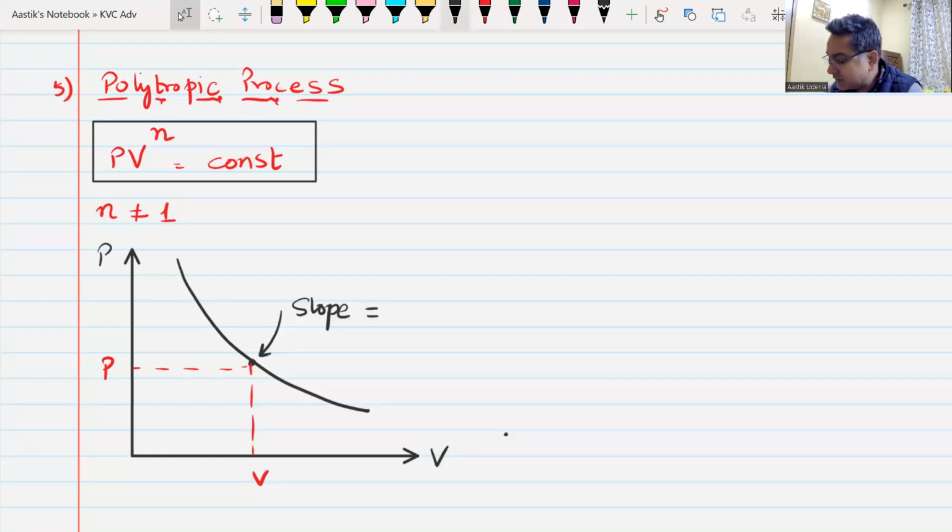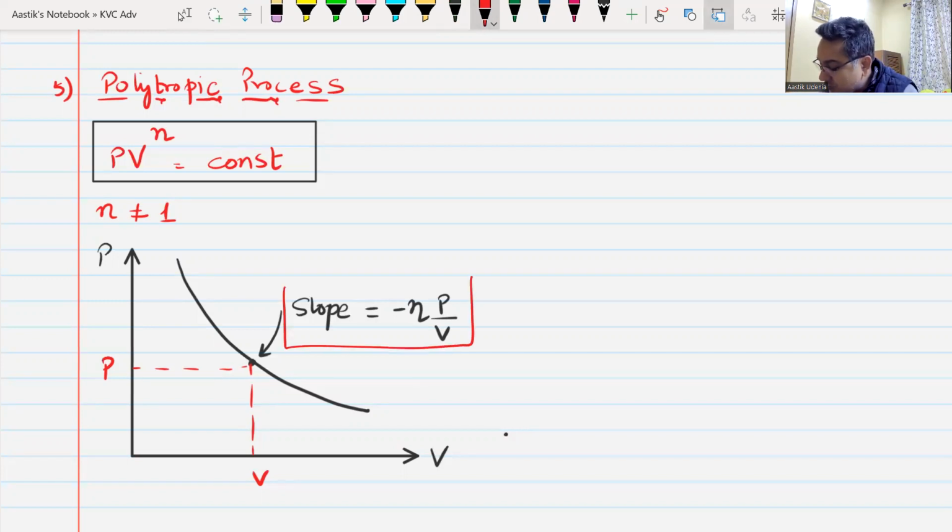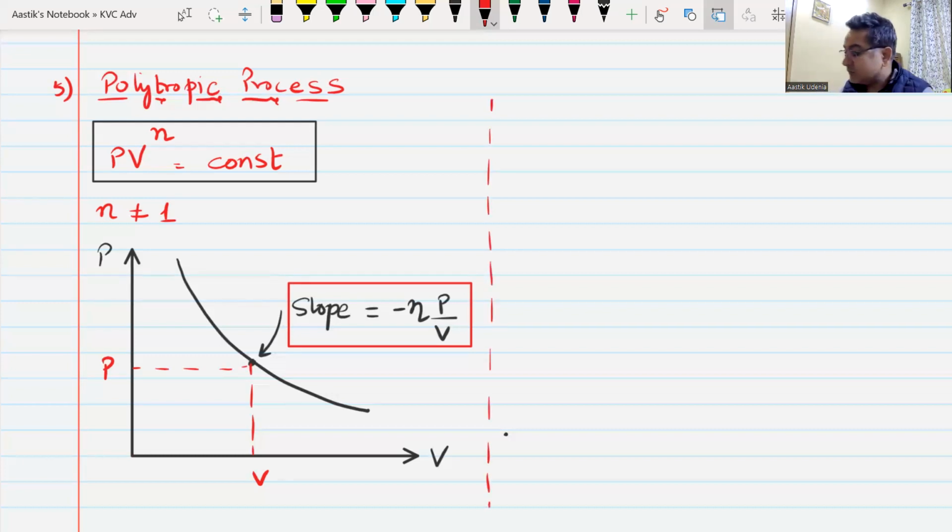See, it is minus eta times P by V. That is the slope of the PV graph for a polytropic process, minus eta times P by V. Do we understand this? The slope of the PV graph would be like this.